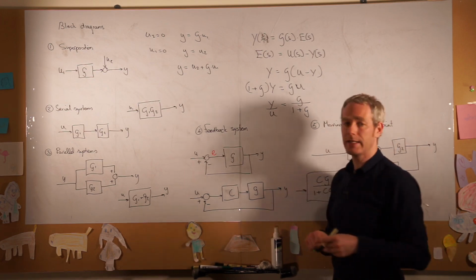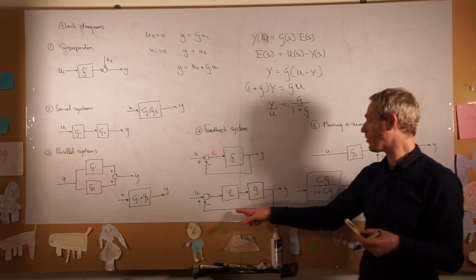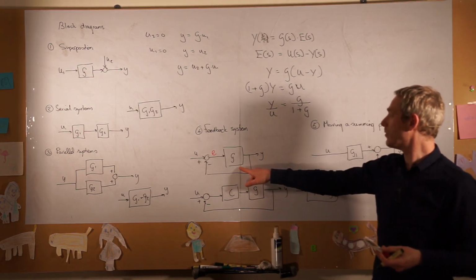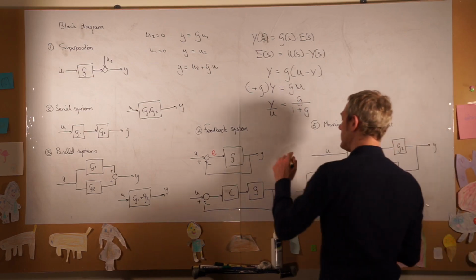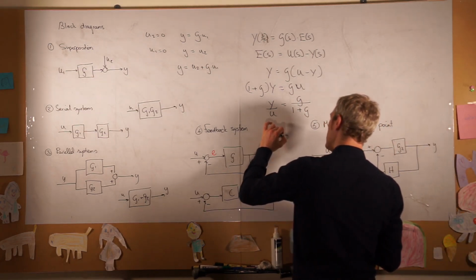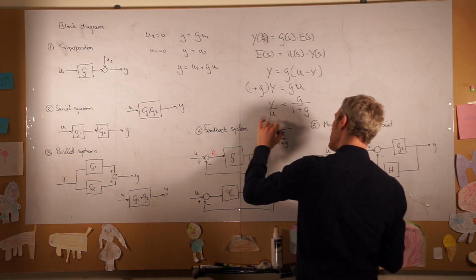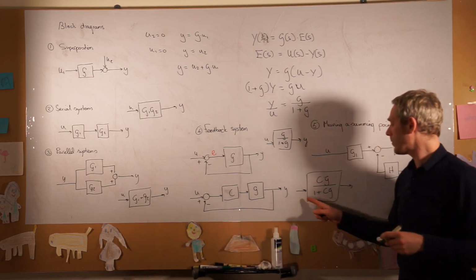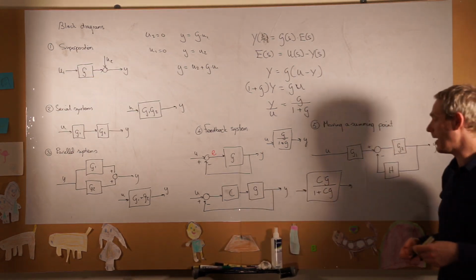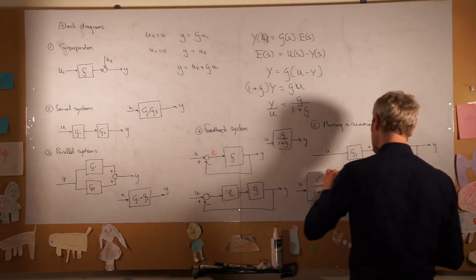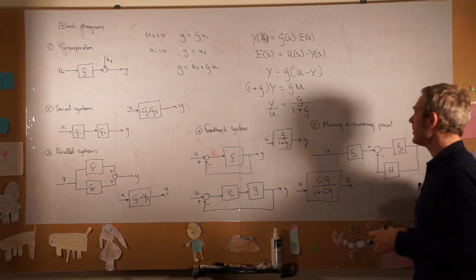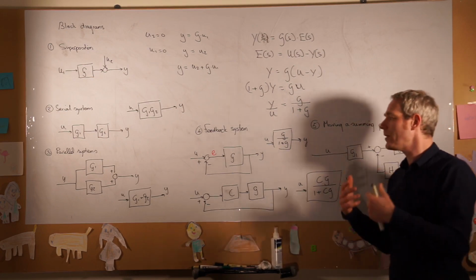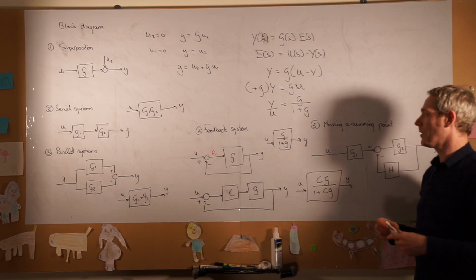Depending on where we have our controller, it could also be here, but we then get a slightly adapted result. Here we have unity feedback. We get that this, and I'm running out of space here, is G over 1 plus G. And that's our output. And here, if we have a controller, we end up with a block diagram like this. So these are the four rules with which we can simplify our block system.